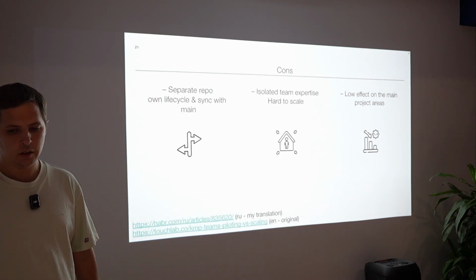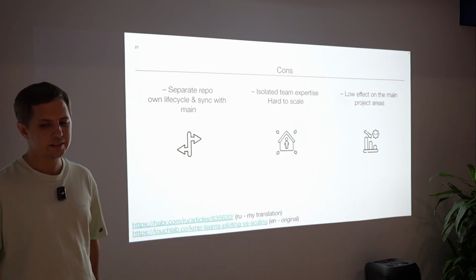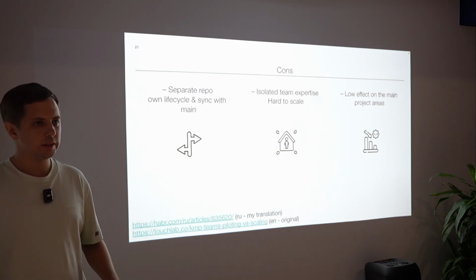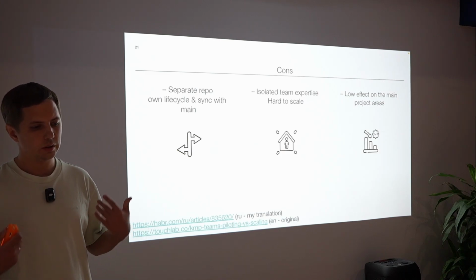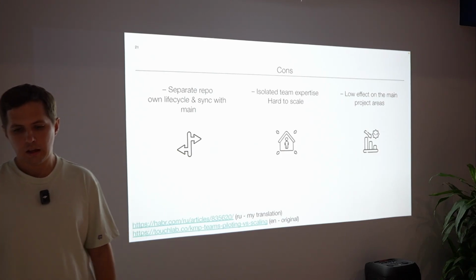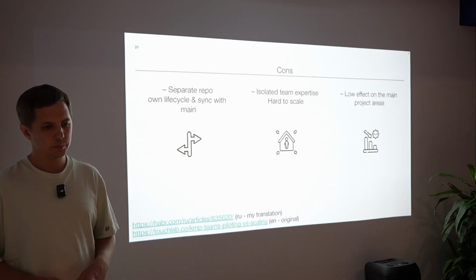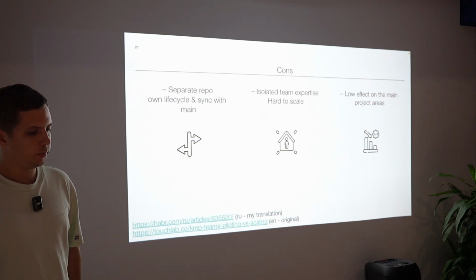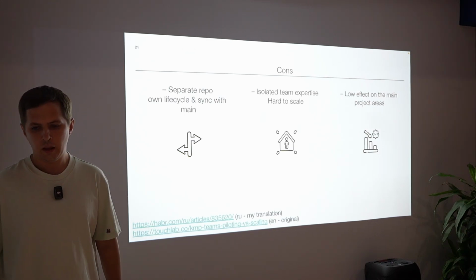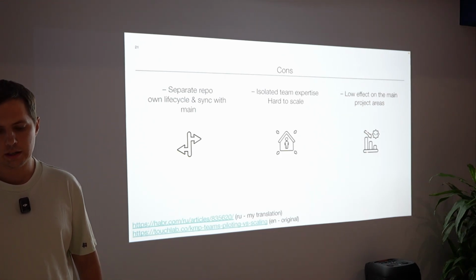About consequences, it has the same root, so it's a separate repository with its own lifecycle, and you need to synchronize it with main code. So probably for new features, you will make 3 pull requests in common code, in iOS code, in Android code. And also, because of the isolation, you isolate team expertise. So other team members are not ready to scale this experience in other parts of the application. And because of that, it also could have low effect on the main project areas.